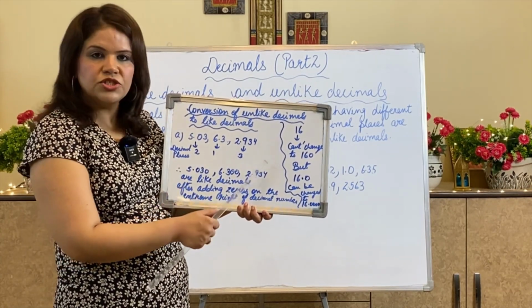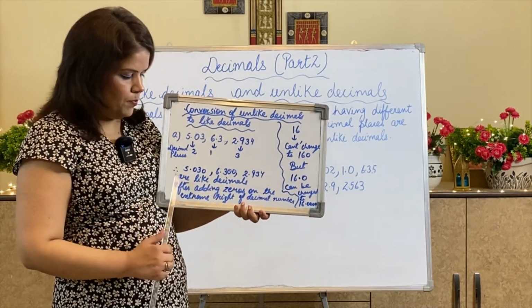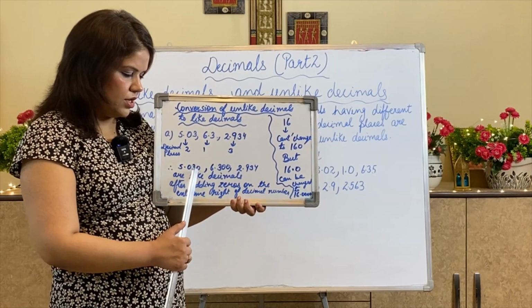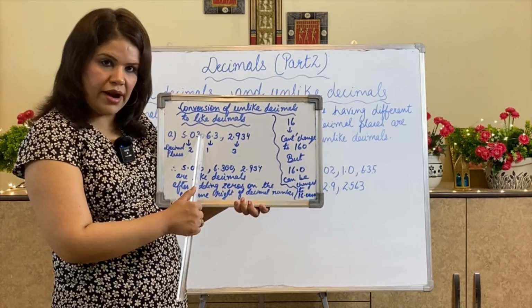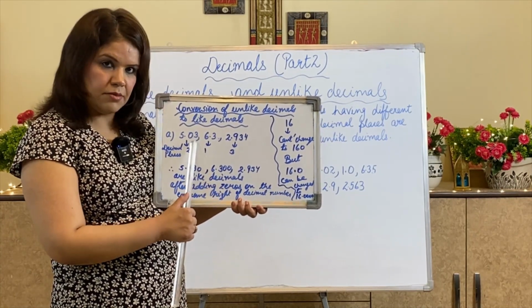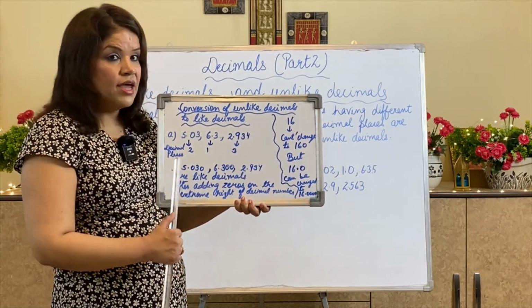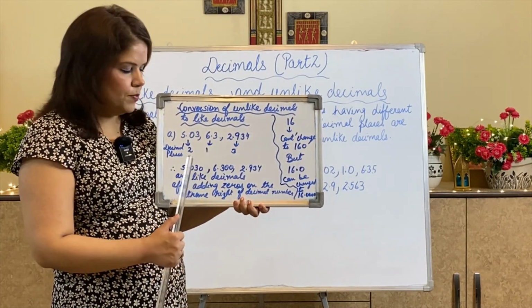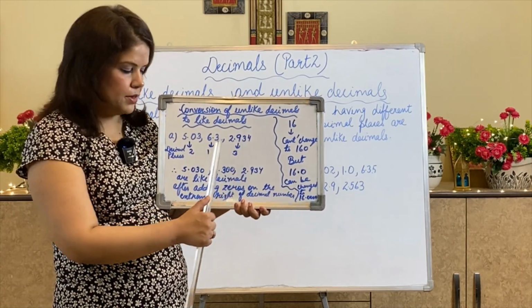So 2 has to be changed to 3. So that means to the extreme right, I will add 1 0. You can see 5.030. I have added 1 0 to the extreme right of the decimal. This is the decimal, this is the extreme right. That means whatever number is given, towards its right I have written 1 0. It is not going to change its value, but I have made it a like decimal to this number.